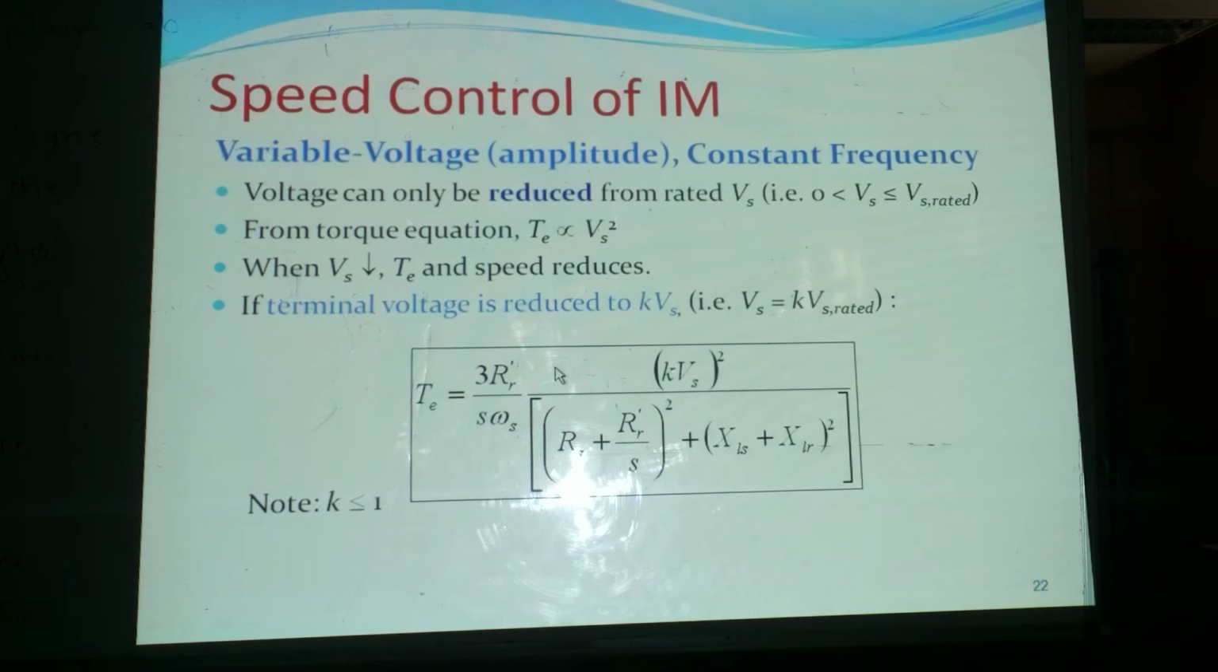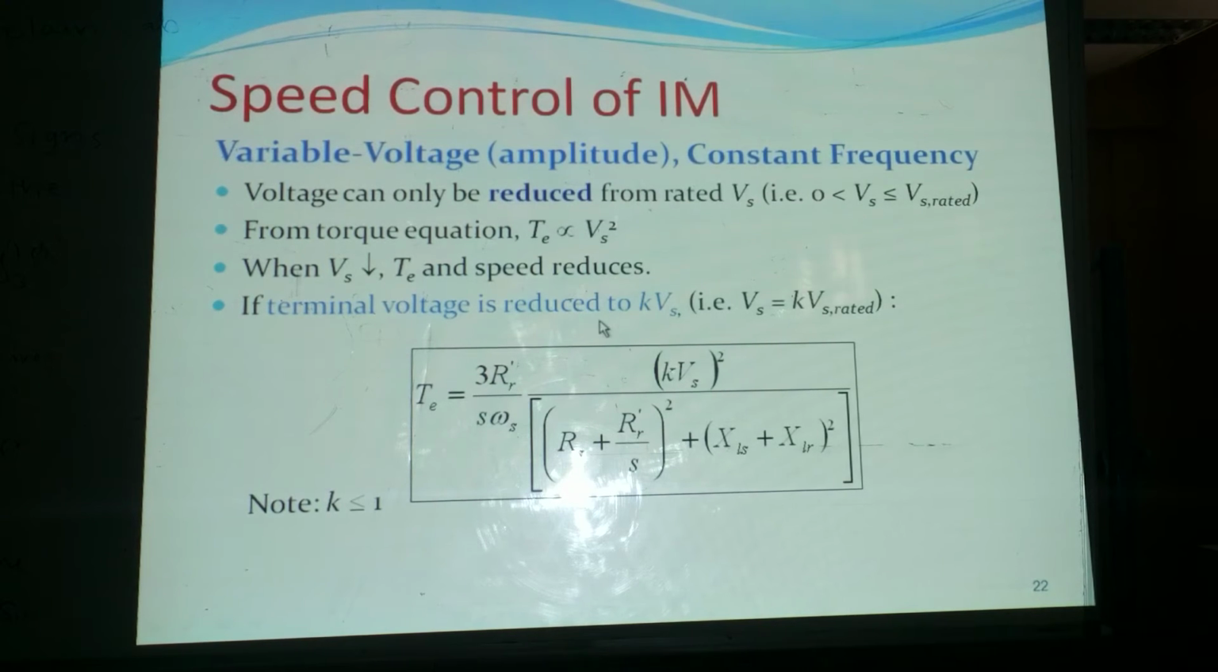Now, how can we achieve this variable voltage method for speed control? You see here, voltage can be reduced from rated Vs, but there is a limit. The supply voltage you can vary from 0 to the rated value, not above the rated value. From the torque equation, the torque developed by the machine is directly proportional to the square of the supply voltage. If voltage decreases, torque and speed also reduce.